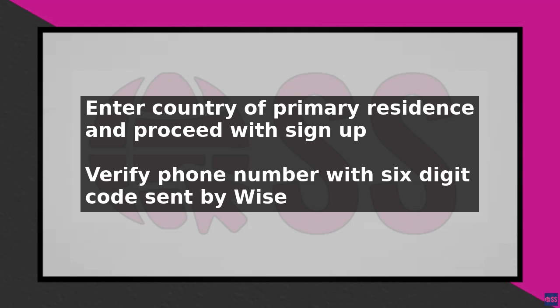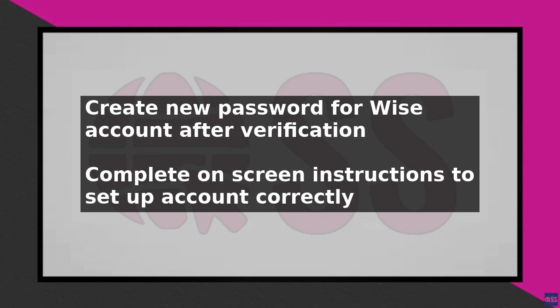Next, you'll be asked to enter your phone number to verify it. A 6-digit verification code will be sent to your phone number, which you'll need to enter on the Wise website. After verifying your phone number, you'll need to create a new password for your Wise account. Once you've completed these steps, your account will be created.